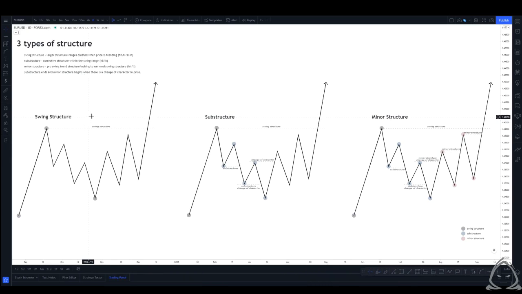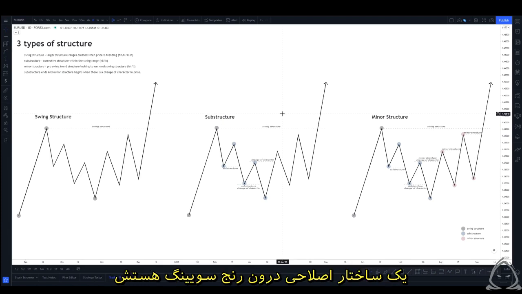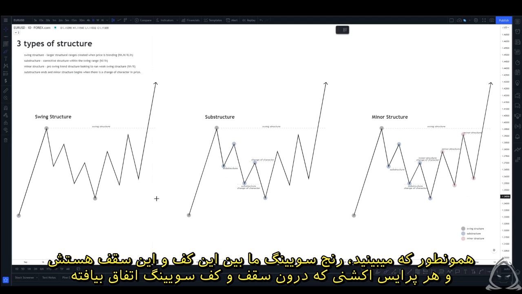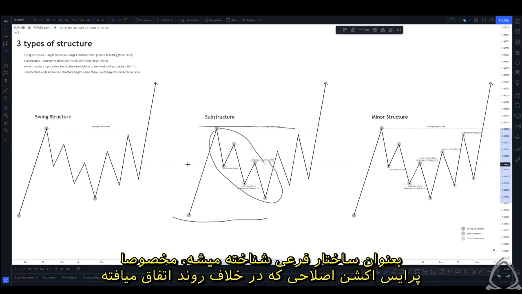Now we can move on to what substructure is, and I had mentioned it briefly in the previous videos. More specifically, substructure is the corrective structure within the overall swing range. As we can see, our swing range is between this low and this high, and any price action that happens within the low and the high of the swing structure would be considered substructure, and more specifically, the corrective, counter trend price action.